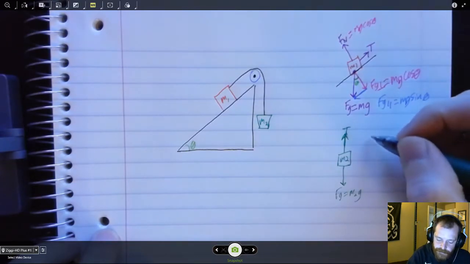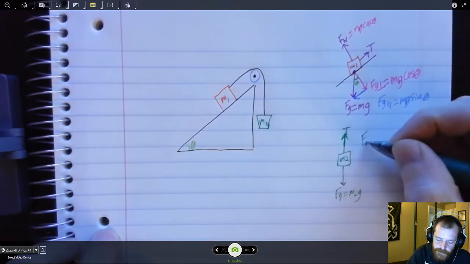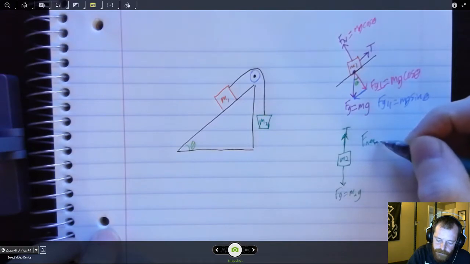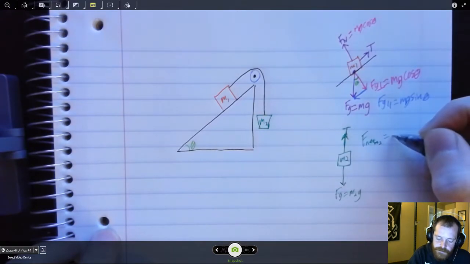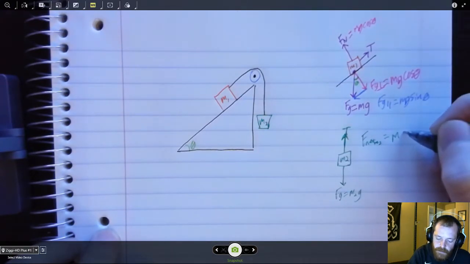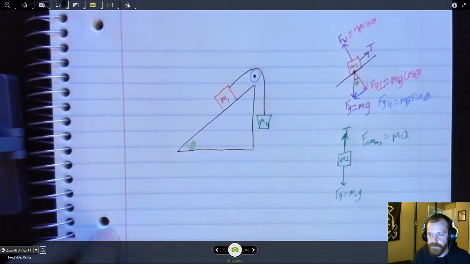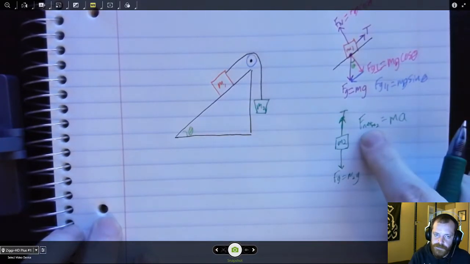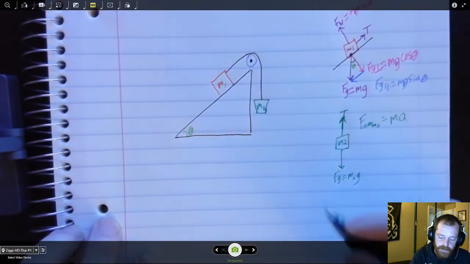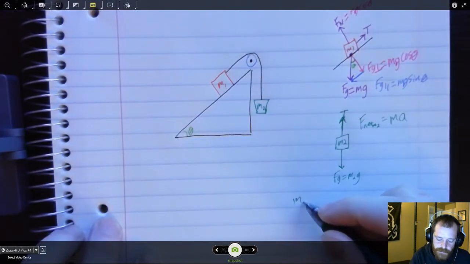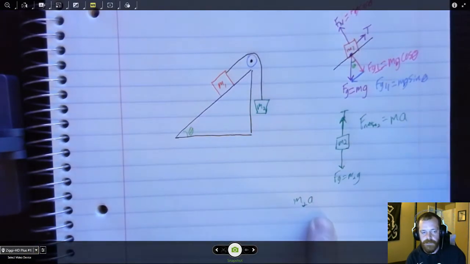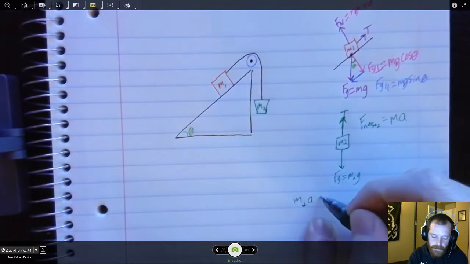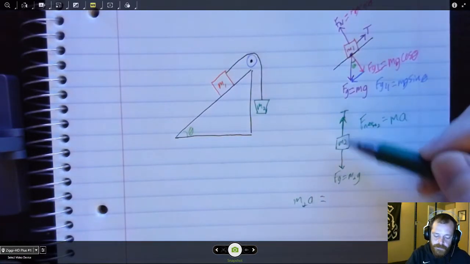So the net force of the M2 object is just the mass of the object multiplied by its acceleration, and that's equal to the sum of the forces. If M times A equals the sum of the forces, we can write that all out. So M2 A, the mass of the second object times its acceleration, is equal to the sum of these forces.